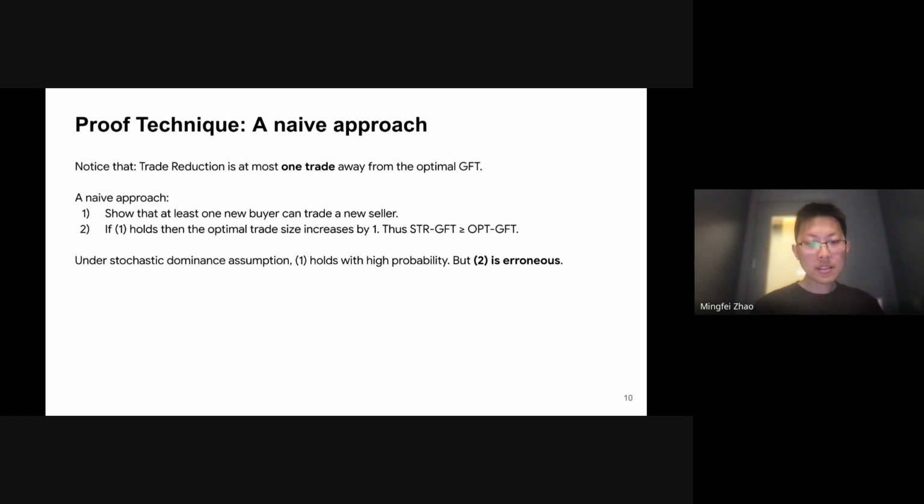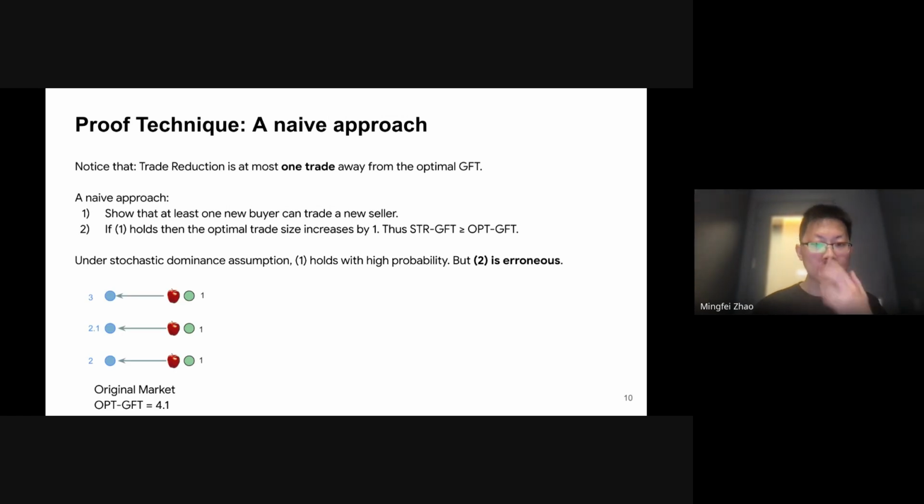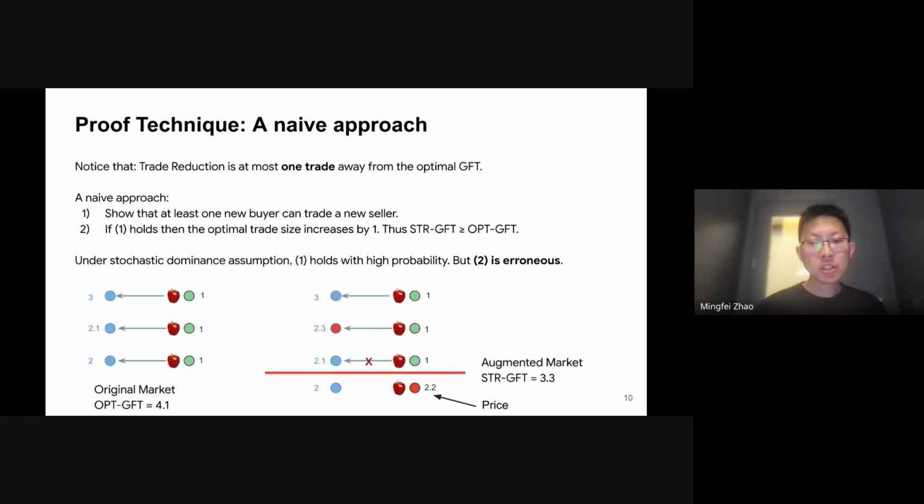It's probably not hard to see that under the stochastic assumption, step one will hold with very high constant probability. But it turns out that the naive approach fails because step two is not true. Here is an example. In the original market, there are 3 buyers and 3 sellers, so every buyer can trade with every seller. The optimal gains from trade is 4.1. Now I'm adding a new buyer with value 2.3 and a new seller with cost 2.2. Of course they can trade with each other, but in this augmented market, the optimal trade size does not increase. You can see it is still 3.